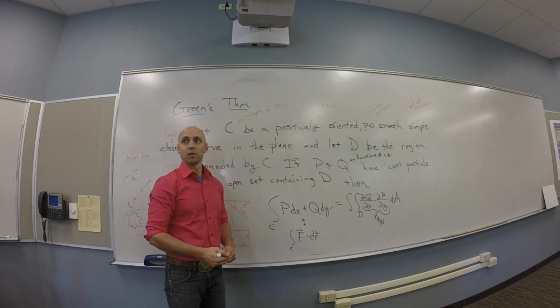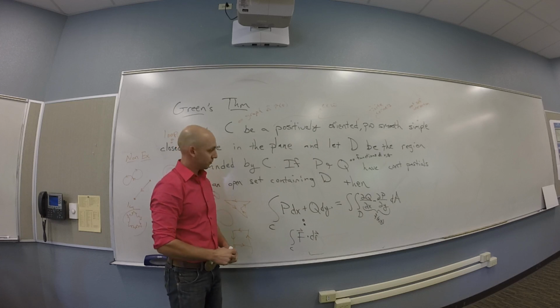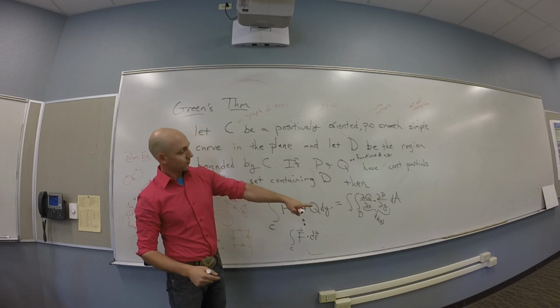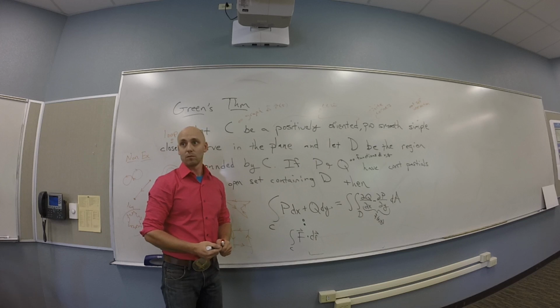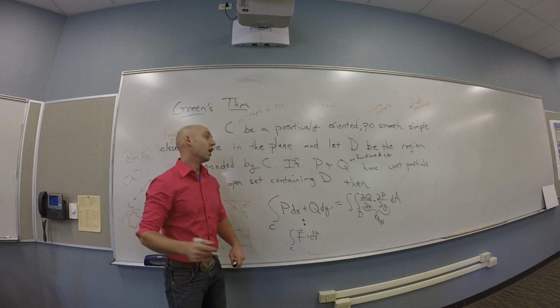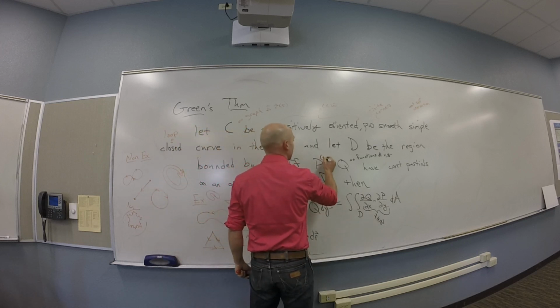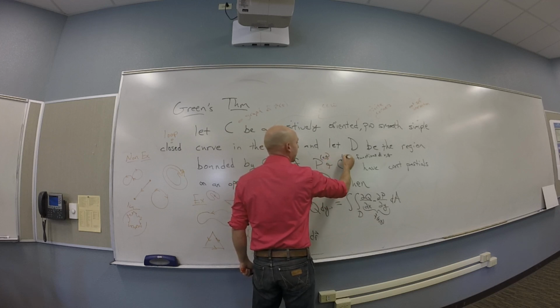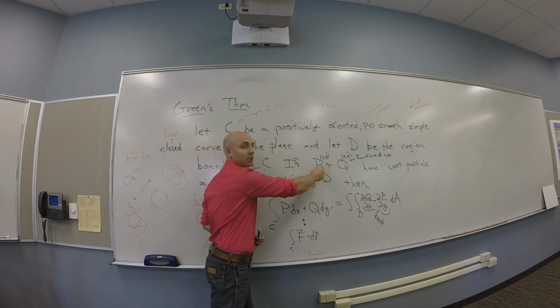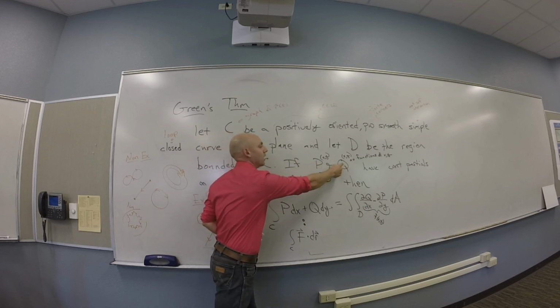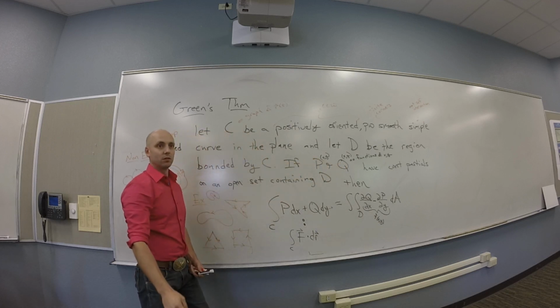So wait, when it says functions of x comma y, when you say that P and Q are functions, does that mean P is all the x's and Q is all the y's? No, no. So this might be P as a function of x and y, right? And Q as a function of x and y. It's just that this is the x component of a vector field, and this is the y component of a vector field. Okay.